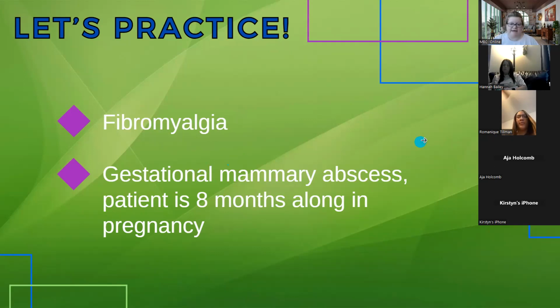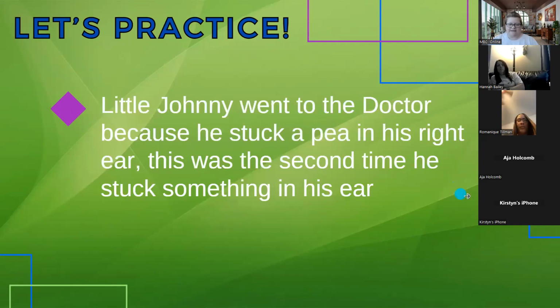This one's a little complicated. It's going to introduce y'all to some stuff you haven't seen before. But little Johnny went to the doctor because he stuck a pea in his right ear. This was the second time little Johnny stuck something in his ear. Oh, Johnny. That's a bad boy.